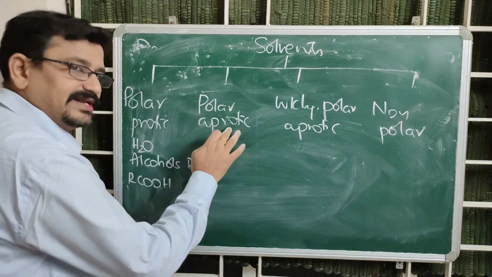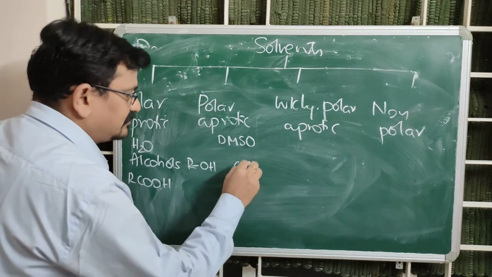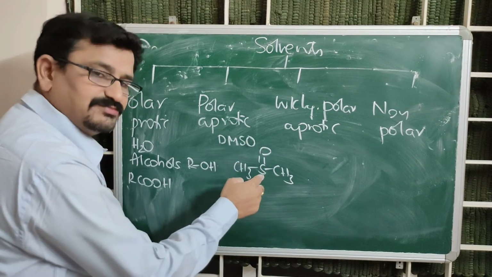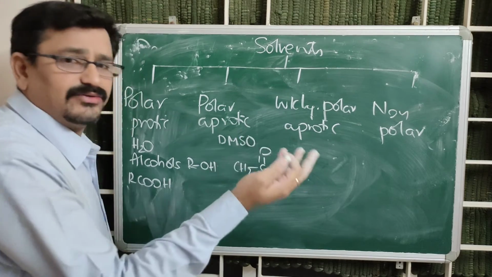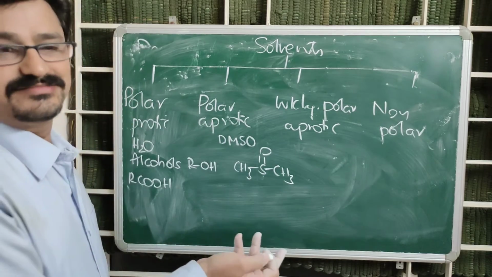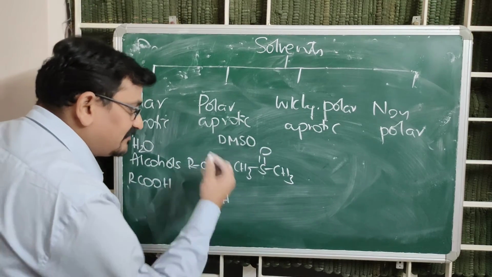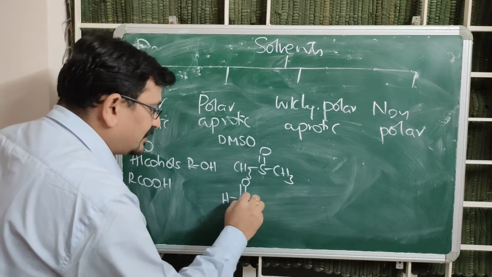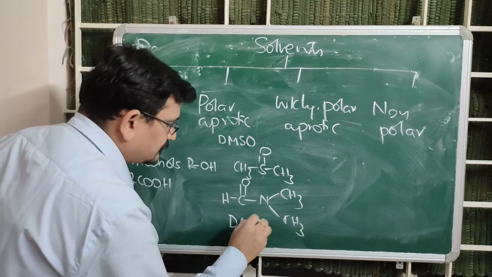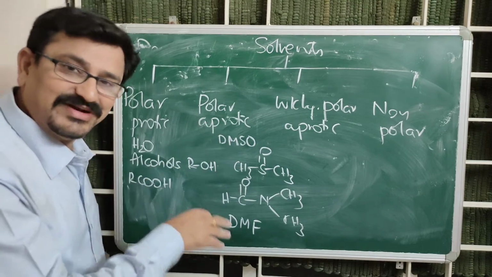When it comes to polar aprotic solvents, for example, take dimethyl sulfoxide. The SO bond is a polar bond due to the electronegativity difference, but there is no proton to generate. That's why it comes under polar aprotic solvents. Similarly, another example of polar aprotic is dimethyl formamide.